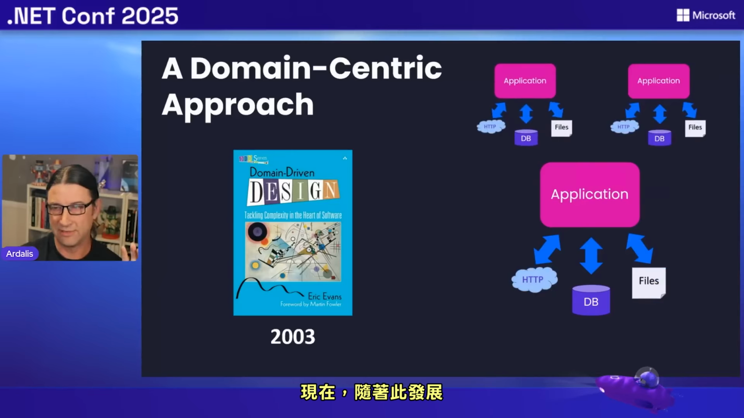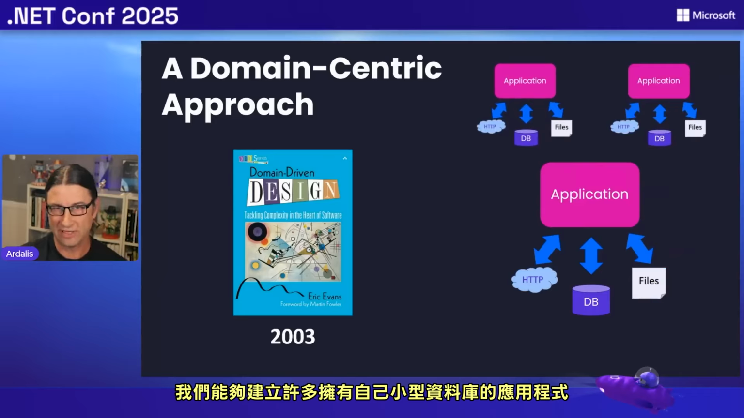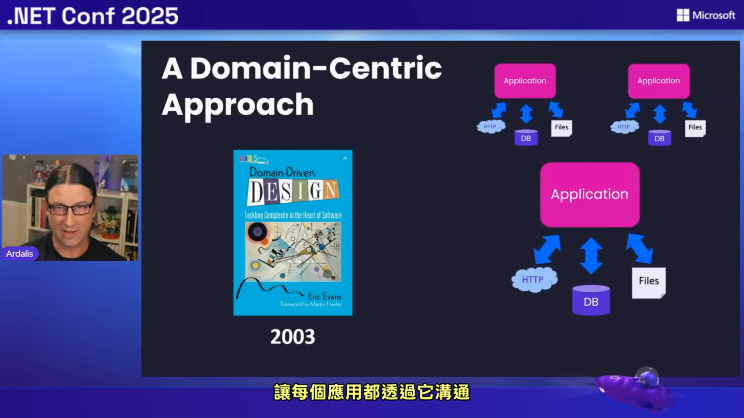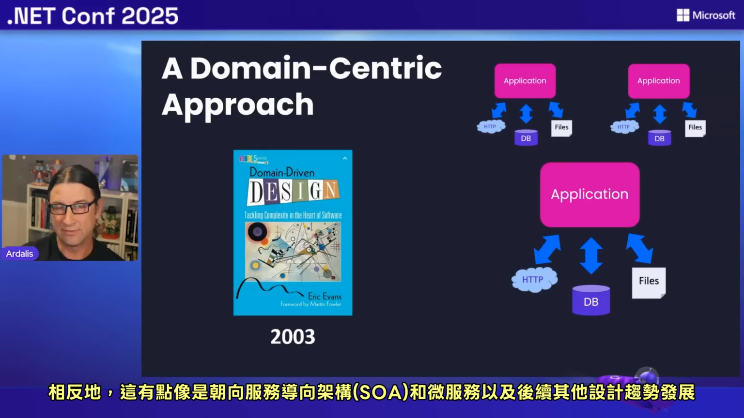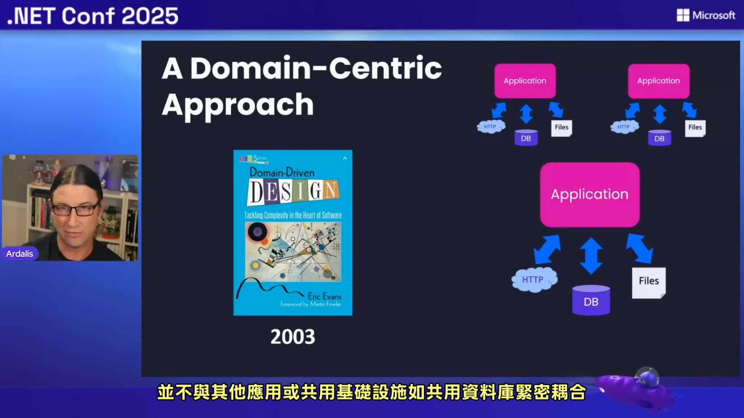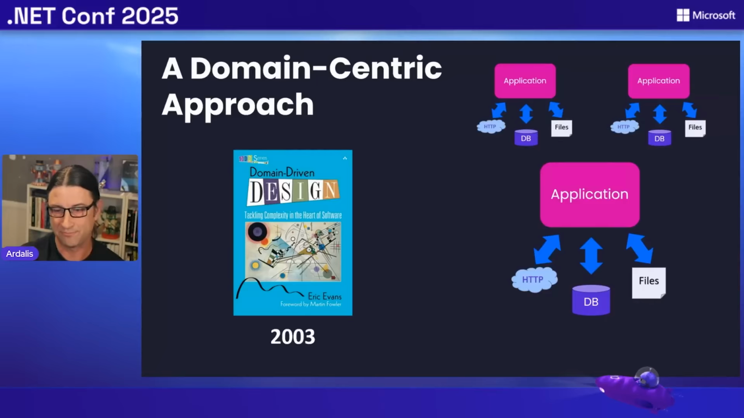Now, along with this, it enabled us to build many applications that had their own smaller database, because we were no longer trying to have one database to rule them all that every application talked to and became the way that they communicated. Instead, this is kind of leading toward service-oriented architecture and microservices and other things that would come later, because this idea is that every application is its own independent construct that is not tightly coupled to any other application or to shared infrastructure like a shared common database.